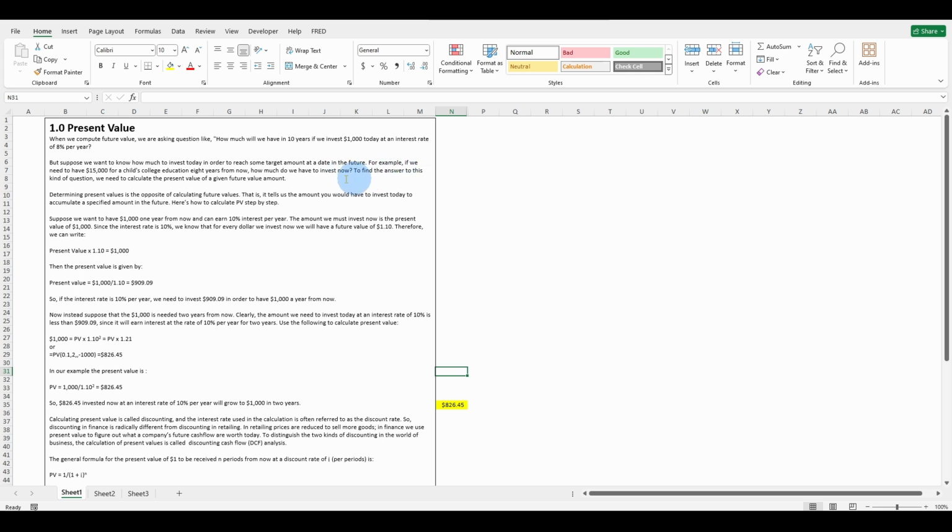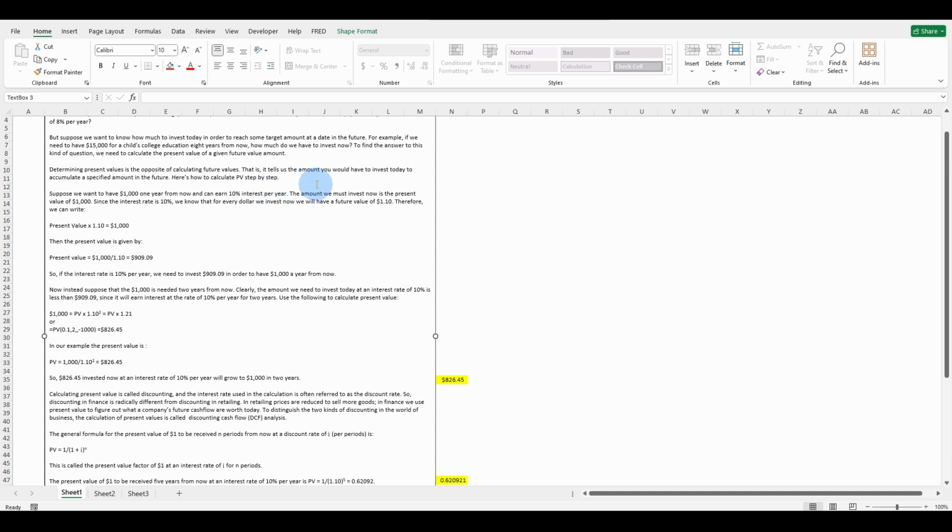To find the answer to this kind of question, we need to calculate the present value of a given future value amount. We're just reversing what we've been doing. Determining present value is the opposite of calculating future value. That is, it tells us the amount you would have to invest today to accumulate a specific amount in the future. Here's how to calculate present value step by step.